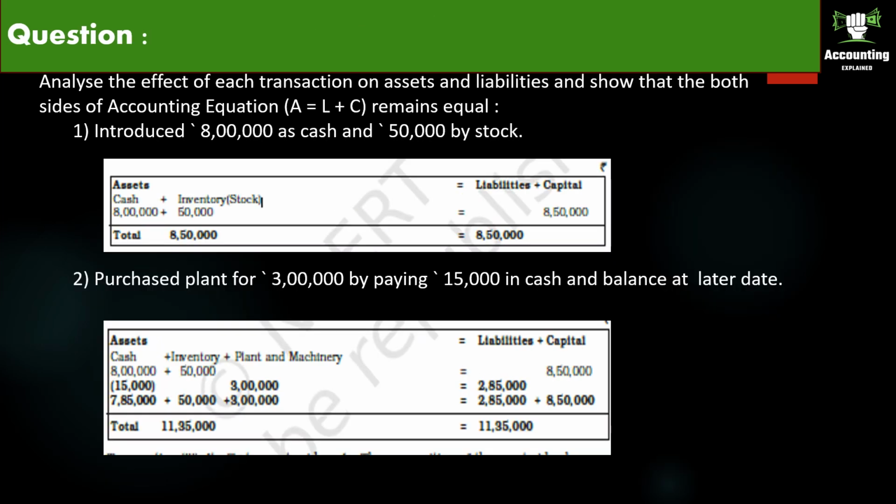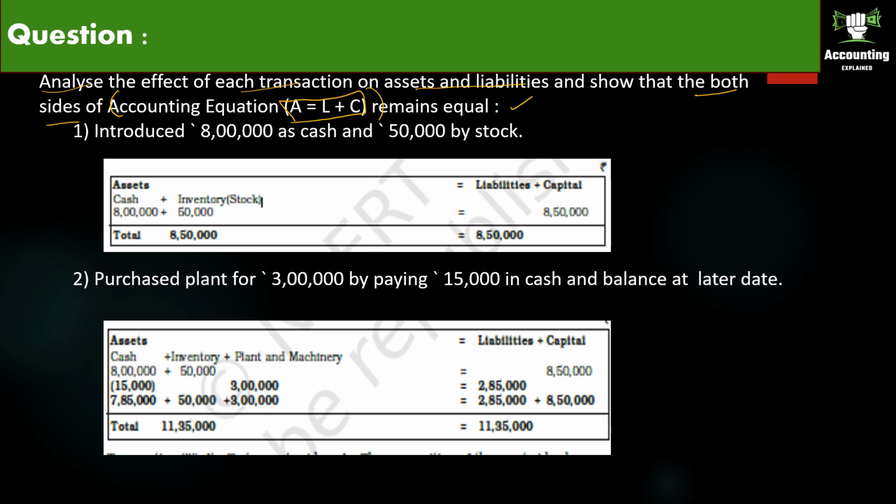This is a question from your textbook. In this question, we are going to find out that the accounting equation which we have seen in the previous video, that assets is equal to liabilities plus capital, holds good. So the question is as follows. Analyze the effect of each transaction on assets and liabilities and show that both sides of the accounting equation, A is equal to L plus E, remain equal.